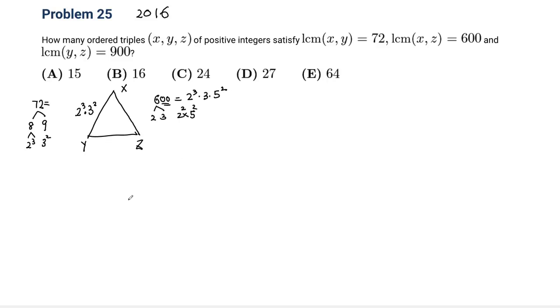What about between y and g? We have 900, okay? 900 also, 9 is 3 squared. This is 10 squared, which is what? 2 times 5 squared, okay? So this is how much? 2 squared and 3 squared and 5 squared, right? That's the LCM of each pair of numbers.